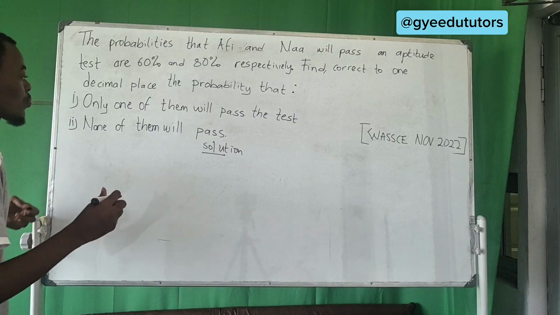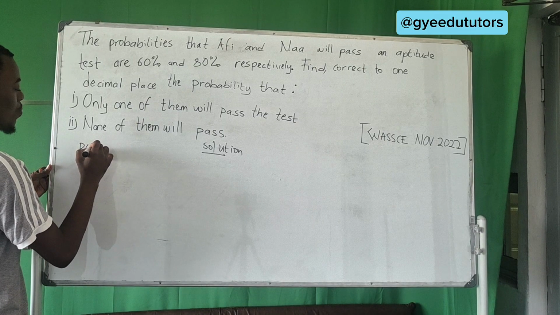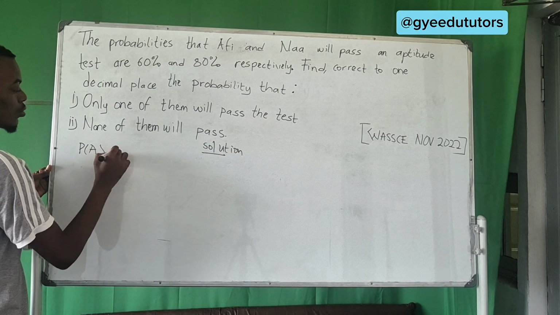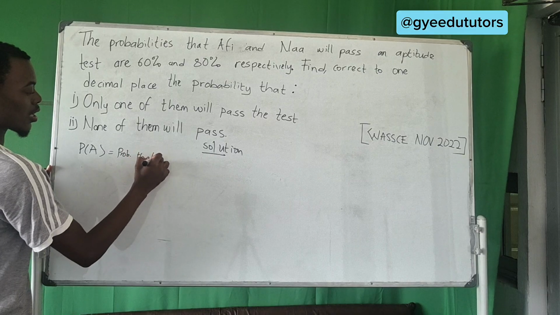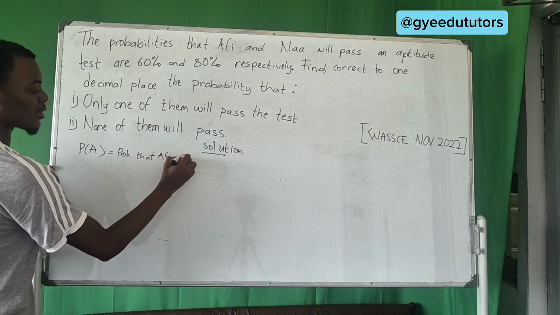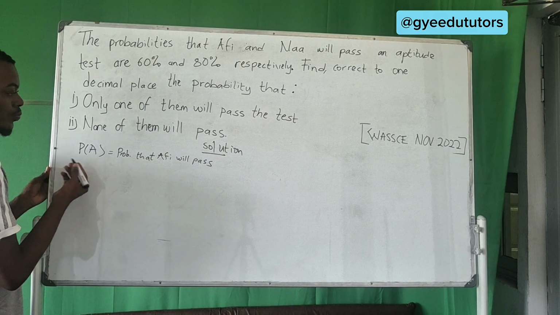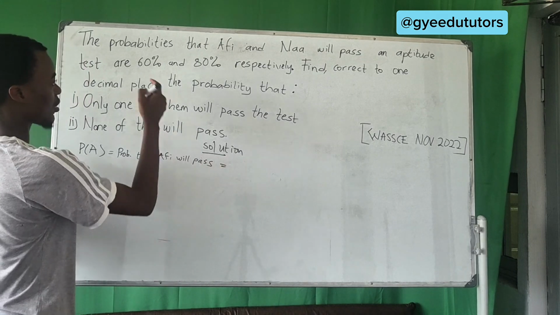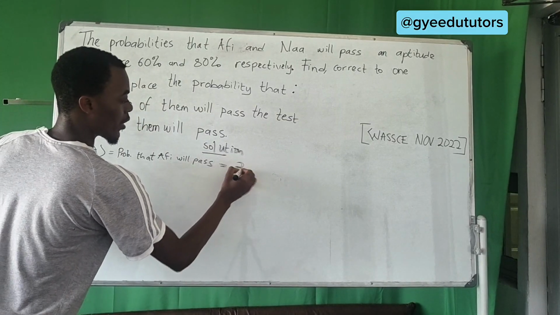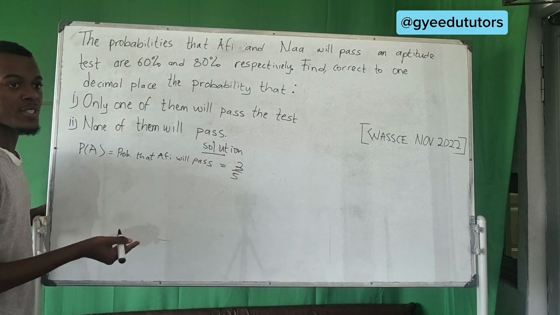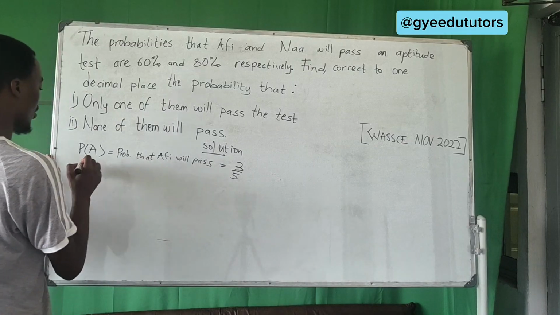So first of all, let the probability that Afi will pass the aptitude test be P(A). This is equal to 60%. And 60% in fraction is 3/5, because 60% is 60 over 100, and if you cancel out, you get 3/5.